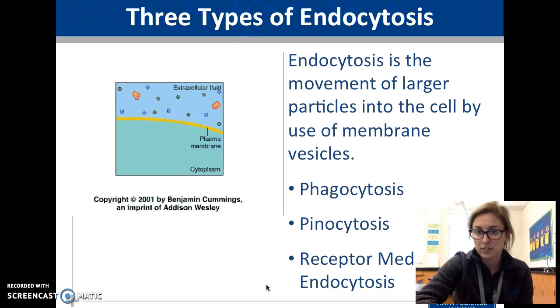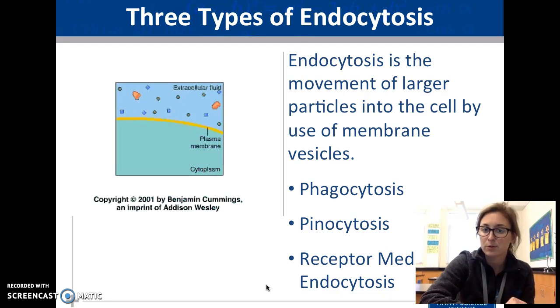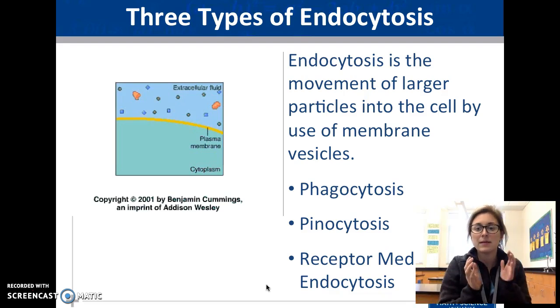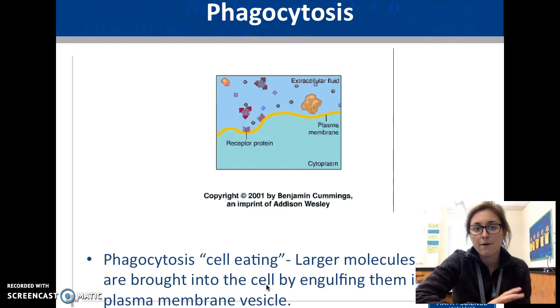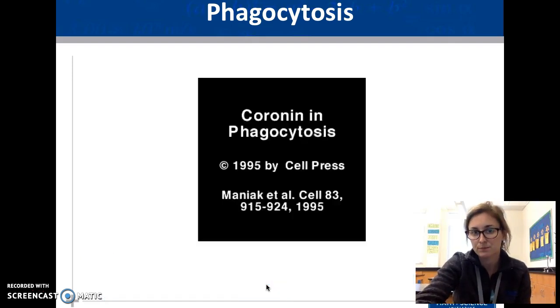So we have endocytosis. Endocytosis is a type of active transport. It's the movement of larger particles, bigger than just moving through a transport protein. And there are three types of endocytosis: phagocytosis, pinocytosis, and receptor-mediated endocytosis. But for all three of these, it makes a vesicle. If you remember how the Golgi apparatus or the endoplasmic reticulum creates a little bubble pocket and then pinches off with something inside of it, that's what's happening. Phagocytosis is cell eating. It's going to engulf larger particles into a vesicle and then transport it where it needs to go.